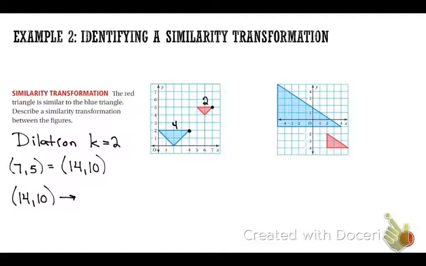So from 14, 10 to 4, 2, we need to describe this translation. What's happening to get from the right point on the red figure that's now the same size as blue to the right corner of the blue triangle? No, translation, guys. Left or right, up or down? Left 10, and then down 8. Okay. Left 10 and down 8. Does everybody see how I got that? Okay, so for the second one, it's a translation: left 10, down 8.